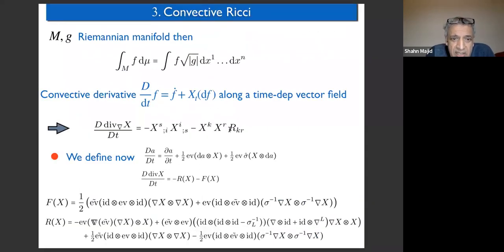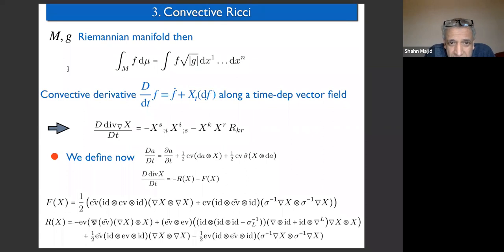Okay, let's have a little interlude with the classical case. So in the classical case, M, g is a Riemannian manifold, or pseudo-Riemannian if you want. And we just take the standard integration, which is the Lebesgue integration with the determinant weight.